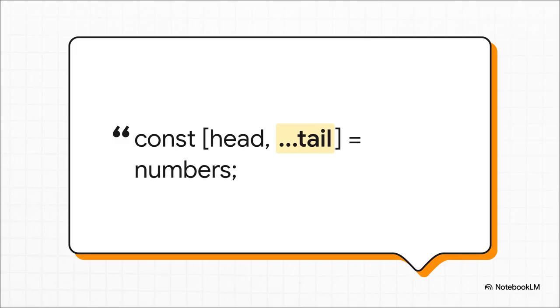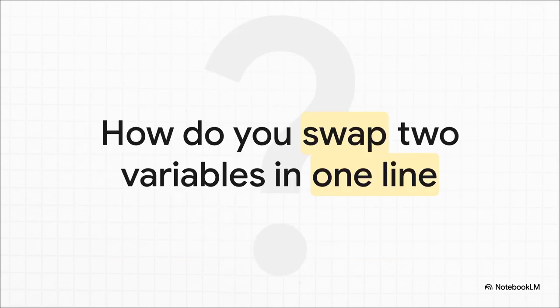So if our numbers array is 1, 2, 3, 4, head gets the number 1, and tail becomes a totally new array containing 2, 3, 4. This is so incredibly useful for splitting up arrays. All right, pop quiz. Here's a classic coding interview question that really stumps a lot of people. How would you swap the values of 2 variables without creating a temporary third variable to hold one of the values? The answer is a beautiful little trick.